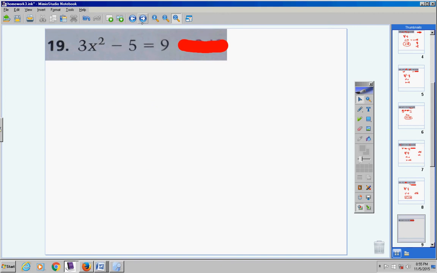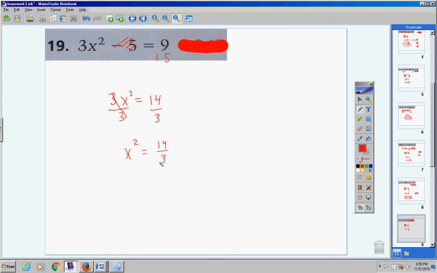Number 19, step 1, simplify both sides. There's really nothing you can do. Step 2, eliminate fractions. No fractions. Step 3, get all the x squared terms on one side and the constant terms on the other side. So bring your 5 over, make it a positive 5, and we're left with 3x squared equals 14. Next step, divide both sides by your coefficient. In this case, your coefficient is 3. So divide both sides by 3 and you're left with this.